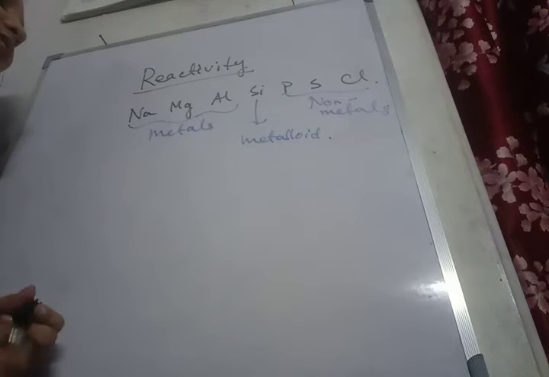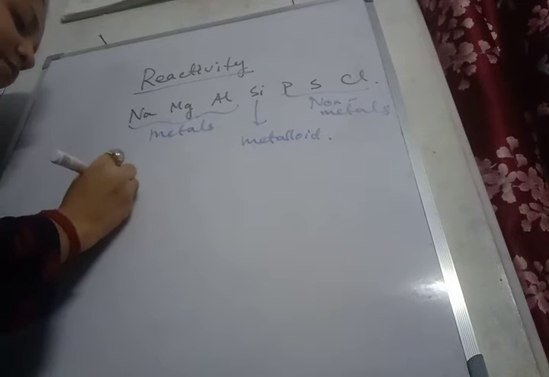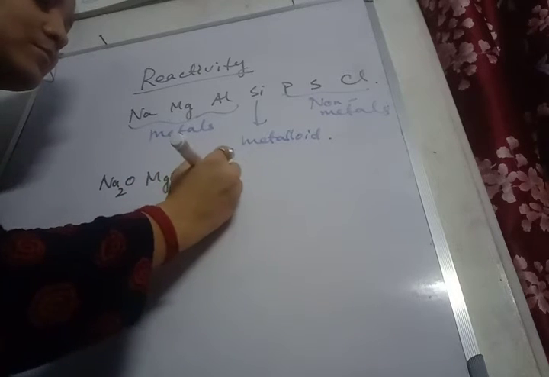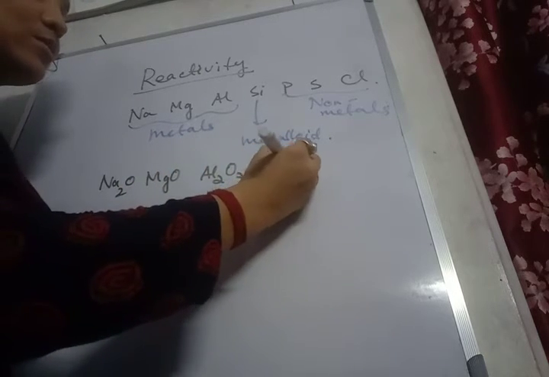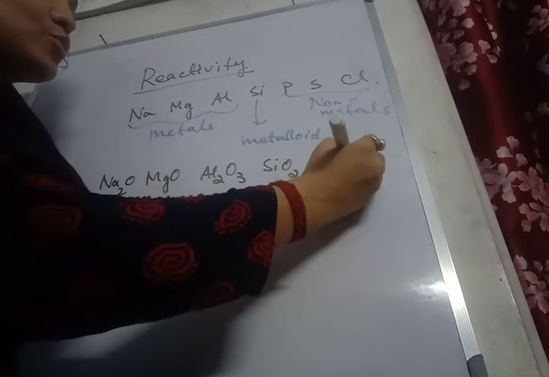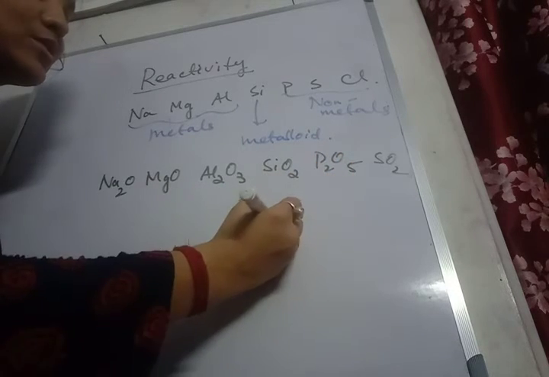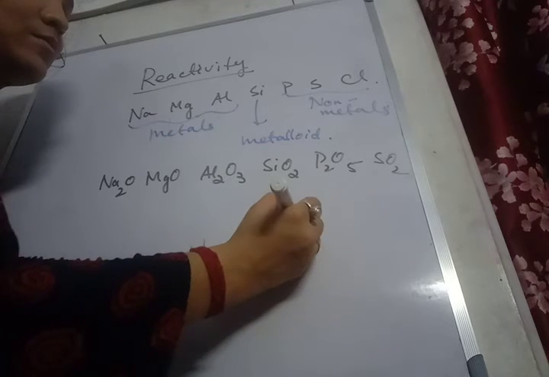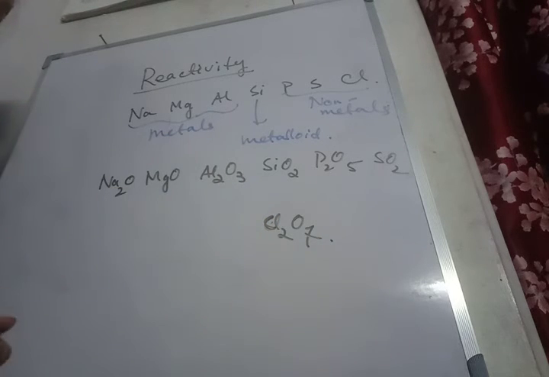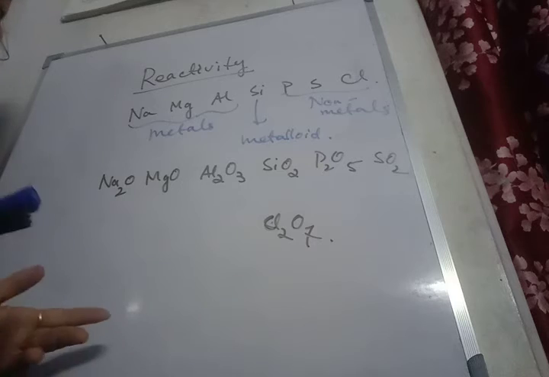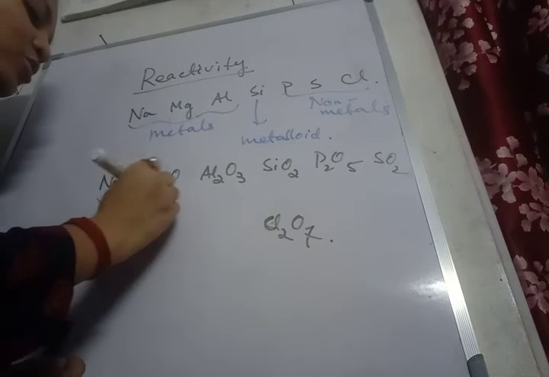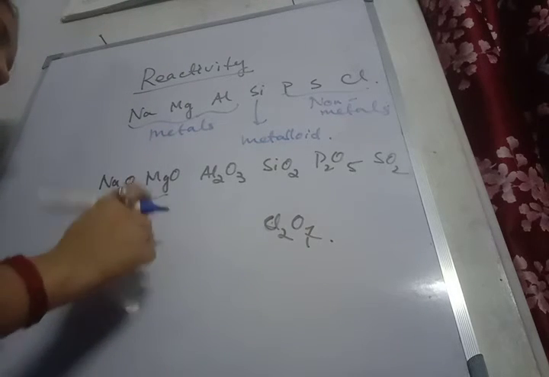So if I consider these elements in the form of their oxides, we have Na2O, MgO, Al2O3, SiO2, P2O5, SO2, Cl2O7. Now what do we see? The metals usually form basic oxides, okay, and the non-metals form acidic oxides. And in the intermediate we have some oxides which are known as amphoteric oxides.